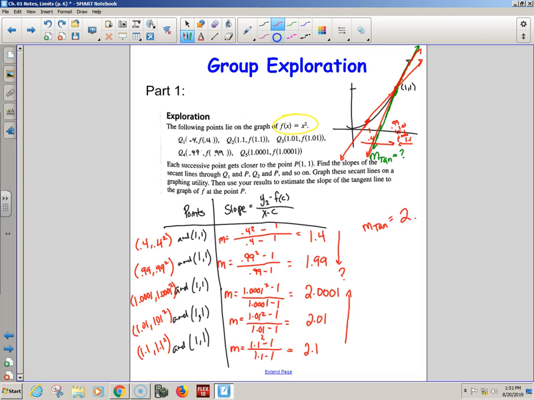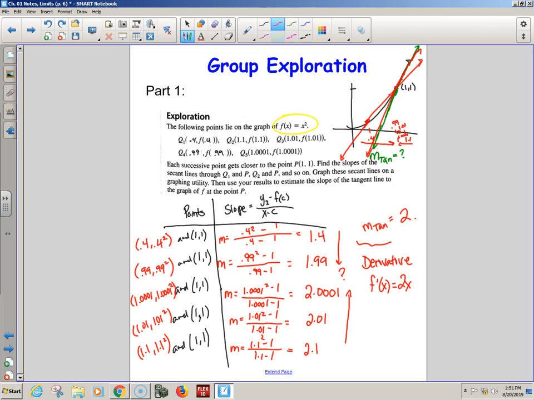Does anybody remember from last year what the slope of the tangent is? There's a really snazzy term. It was in your summer packet. The slope of the tangent line is the exact same thing as the word. It was the bonus on your summer review. Derivative. Did we learn on the summer review packet how to take a derivative of x squared? What is f prime of x squared?